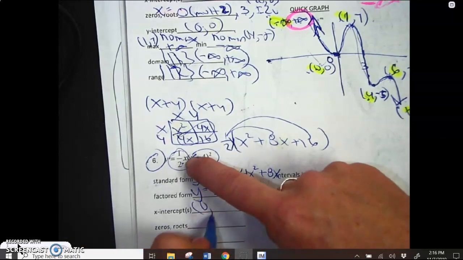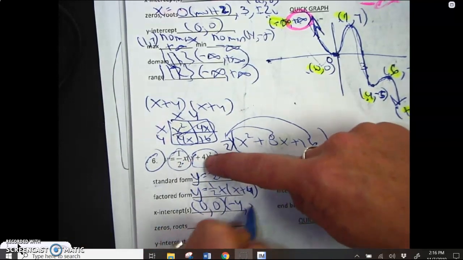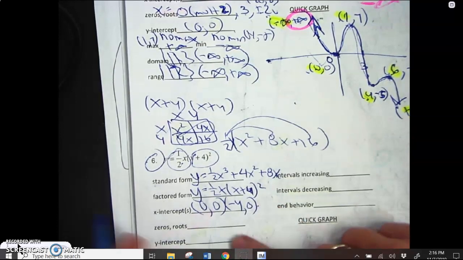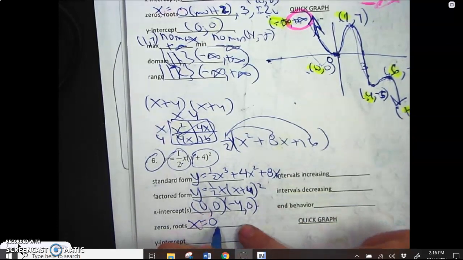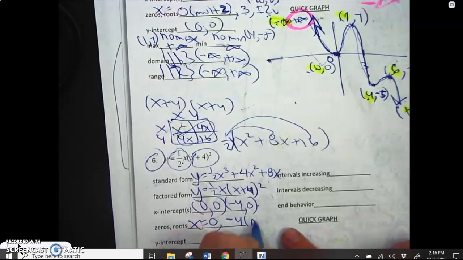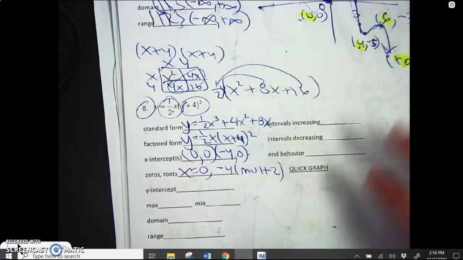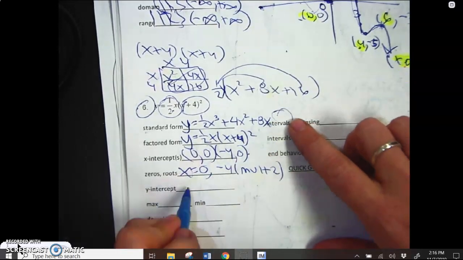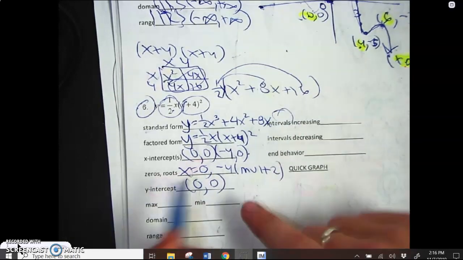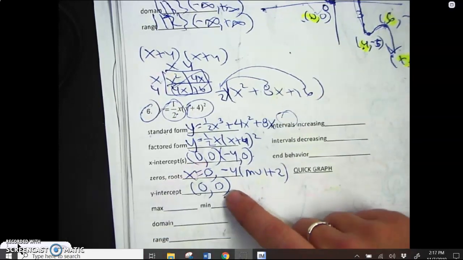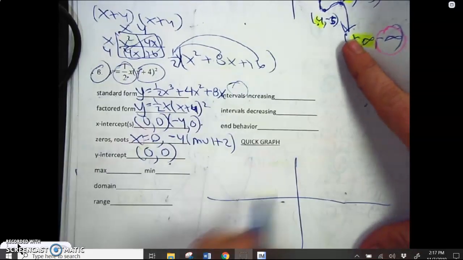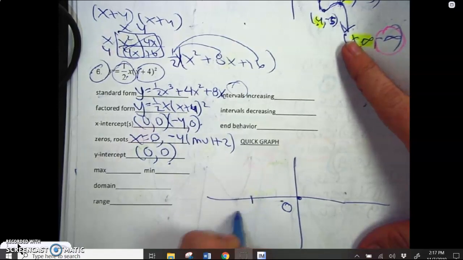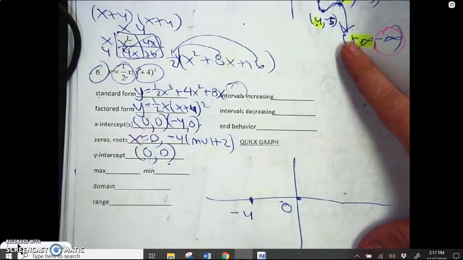The x-intercepts, well, they were already done for me. That would be 0. And that would be -4. I can either say that it's a bounce here, or I can say it here. x equals 0 and -4, multiplicity 2. Okay? Y-intercept. Well, the y-intercept is the last number, but there's no last number. Hello? When the x is 0, that means the y is also going to be 0. Okay? All right, let's graph it. My important points are 0 and -4, and that's going to be a bounce.